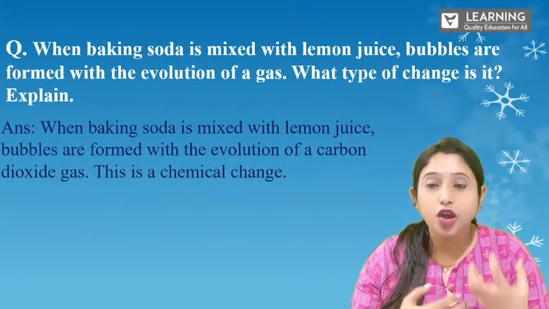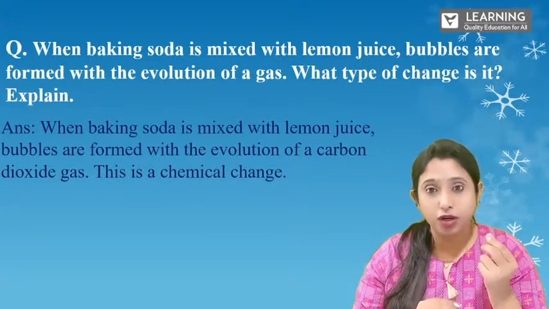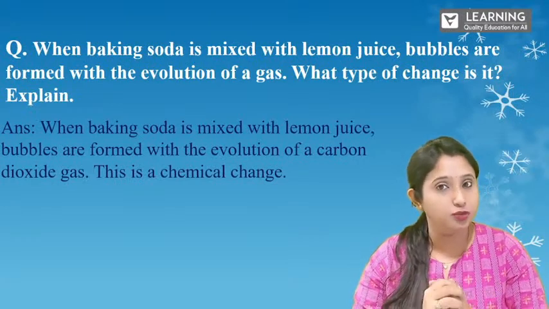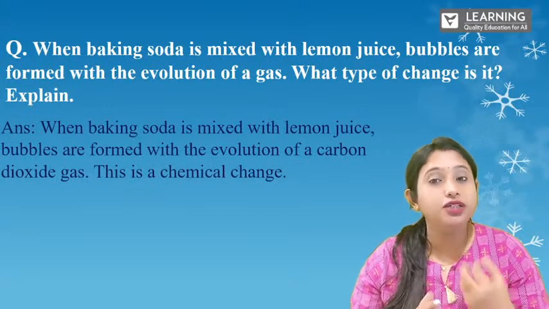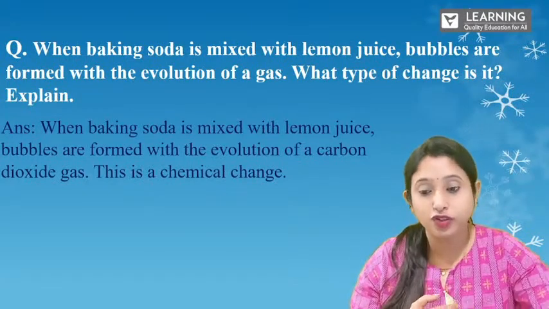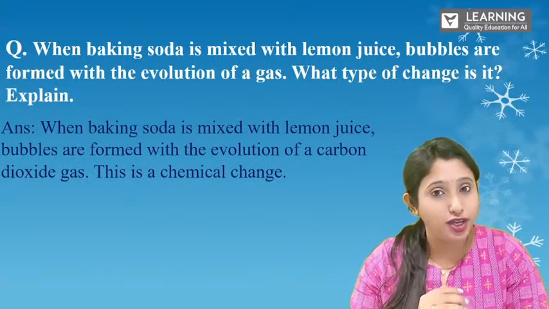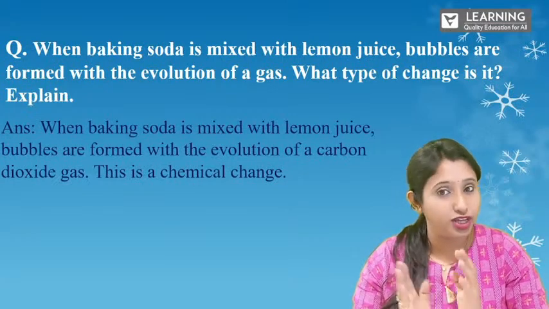So there is an evolution of what? Carbon dioxide gas. We see the bubbles. Just try it at your home. Mix the baking soda and the lemon juice. You will see the bubbles coming out. These are nothing but the carbon dioxide which is being evolved, right? So the answer, write it down, take your notes, copy and note it down. Every question and answer, these are very important.